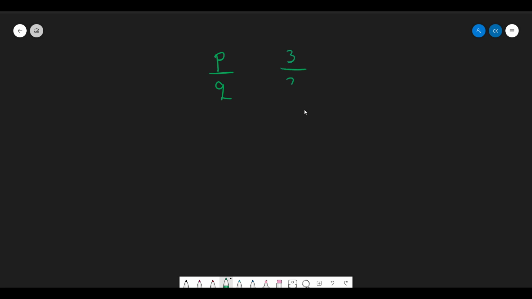So, 3 over 2, that's a rational number. 4 over 1, that's a rational number. 2 over 5, that's a rational number. So we're going to be seeing a lot of fractions in this chapter. So we have to make sure that we are up to date with how to work with fractions, but we will be going over all of that in this chapter.